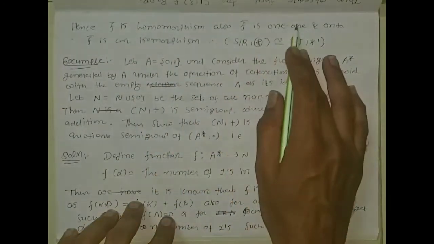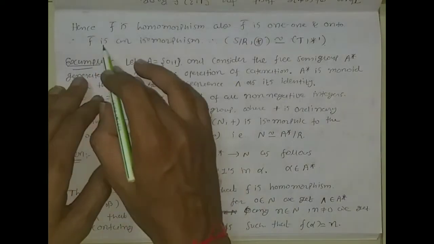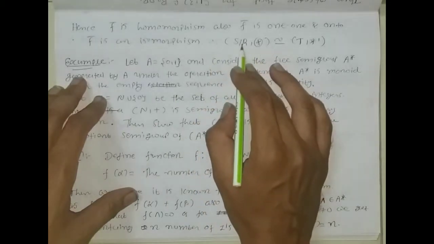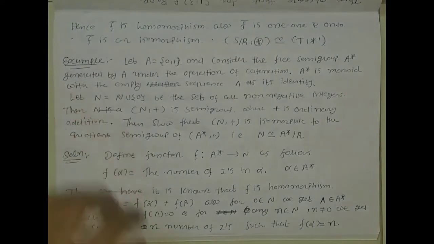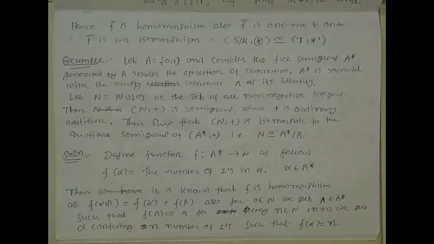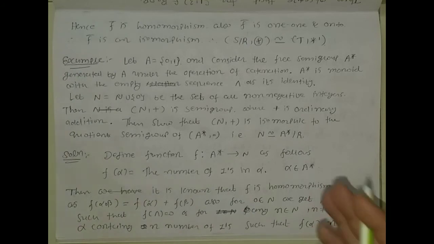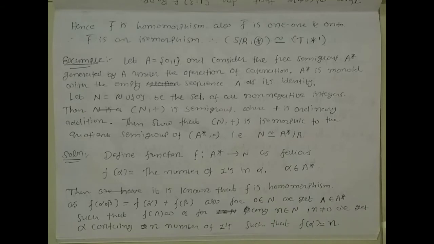Hence F bar is a homomorphism. Also F bar is 1 1 and onto. So F bar is an isomorphism. So S quotient R with binary operation ring star is isomorphic to T with star dash. So this is the most important theorem of this unit 1, that is the fundamental homomorphism theorem, or we can say the fundamental theorem of homomorphism of semigroups.